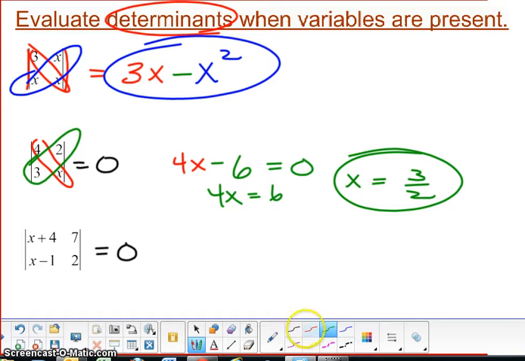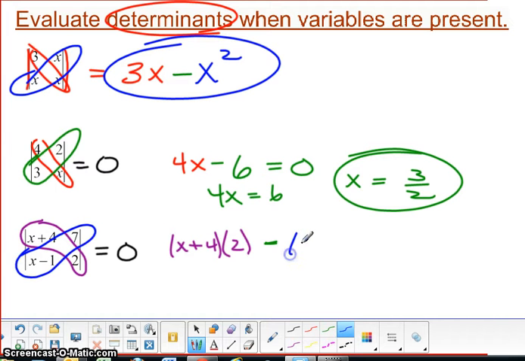And to define the determinant, let's go ahead and multiply the diagonals. That's a little tricky because x plus 4 is the whole number in that spot. So we would have, I'm going to write out a little more than I have been, x plus 4 times 2 minus, and then I have the other one, which is the x minus 1 and the 7, which is x minus 1 and 7. Okay, and after doing a little distributive property, I get 2x plus 8.